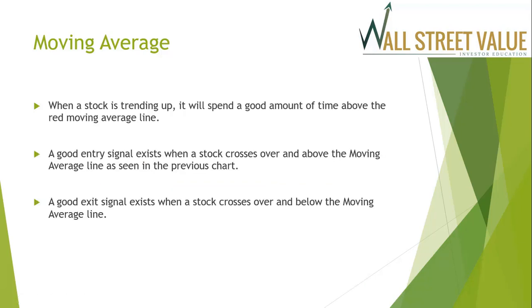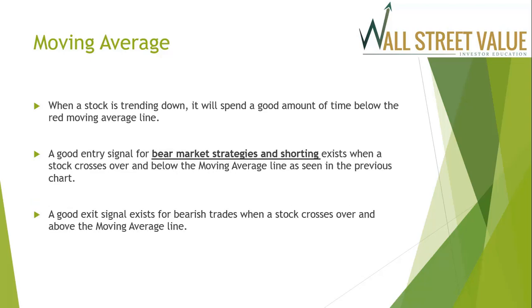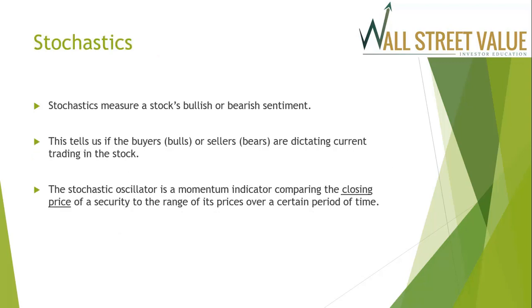When a stock is trending up, it's going to spend a good amount of time above the red moving average line. A good entry signal exists when a stock crosses over and above the moving average line, as seen in that previous chart. A good exit signal exists when a stock crosses over and below the moving average line. When a stock is trending down, it will spend a good amount of time below that red moving average line. A good entry signal for bear market strategies and shorting exists when the stock crosses over and below the moving average line, as seen in the previous chart. And a good exit signal exists for bearish trades when the stock crosses over and above the moving average line.